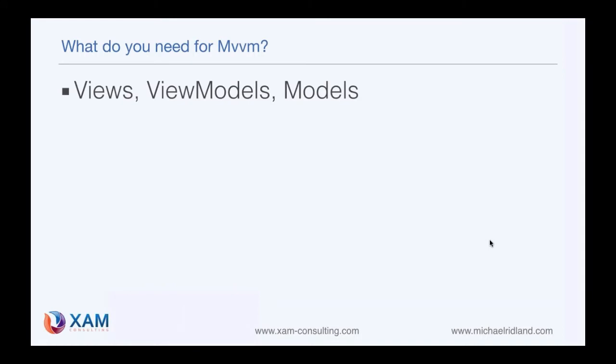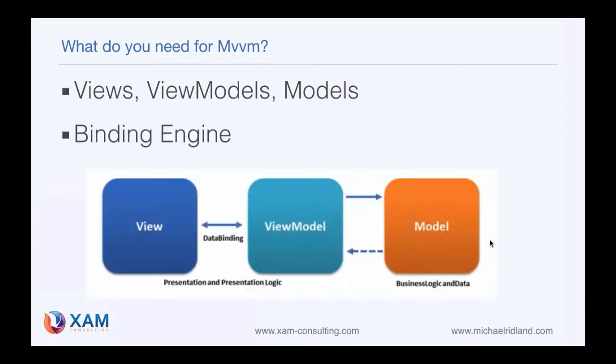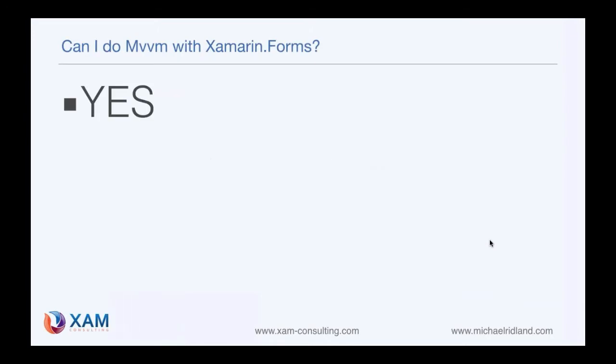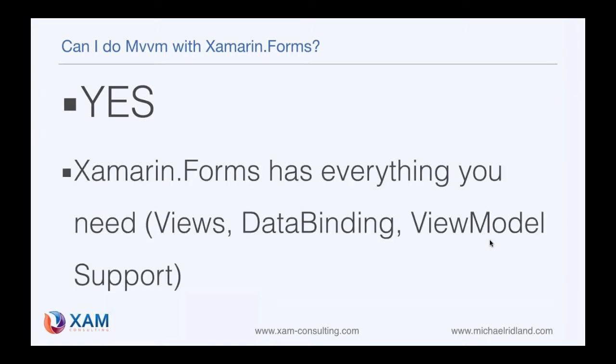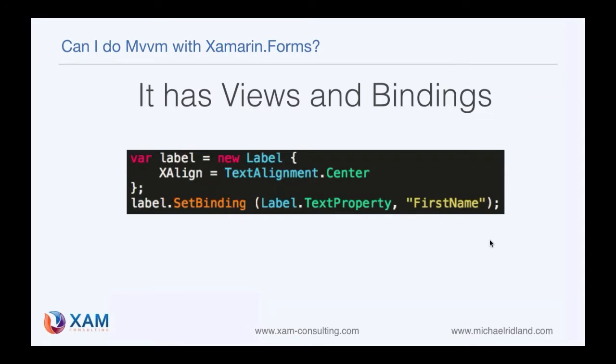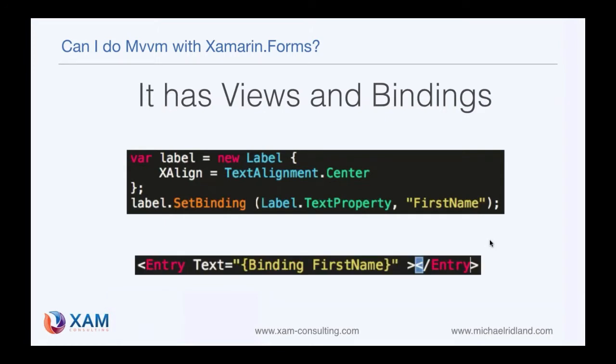So what do you need? I just want to break down what we actually need for Mvvm in the traditional sense. You just need the views, the view models and the models, and a binding engine, as we can see per the diagram. So can we do Mvvm with Xamarin.Forms? Yes, everything we need to do Mvvm in Xamarin.Forms is already there. We've got the views, we've got the data binding system, and we've got the view model support. You can see here in Xamarin.Forms we've got a binding system, so we can bind first name to the text property, and we can also do that in XAML. That's already built into the framework.